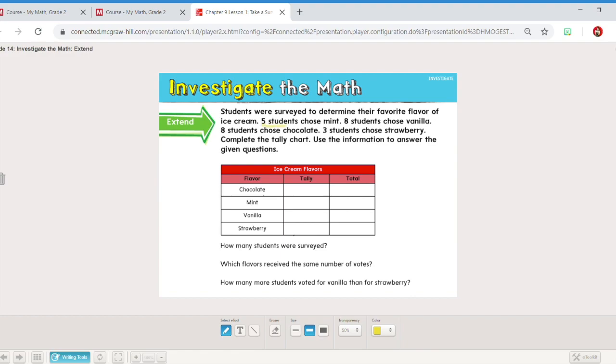5 students chose mint. 8 students chose vanilla. 8 students chose chocolate. 3 students chose strawberry. So now that we've read, let's complete the tally chart. Use the information to answer the given questions. I want to make sure I finish reading the full question. So now we have our information. We'll go through and do our tallies first. 5 students choose mint.